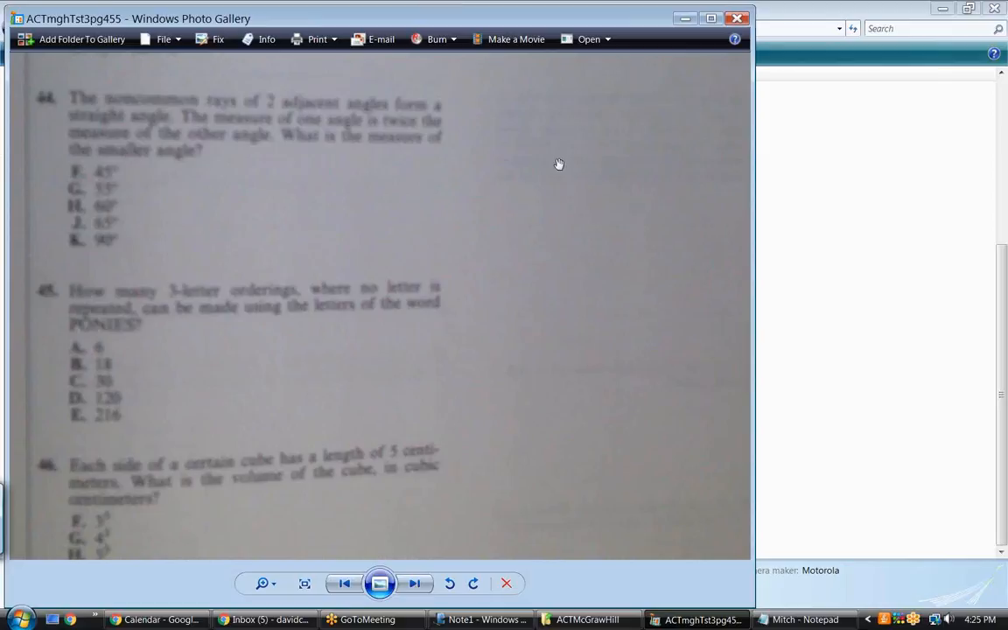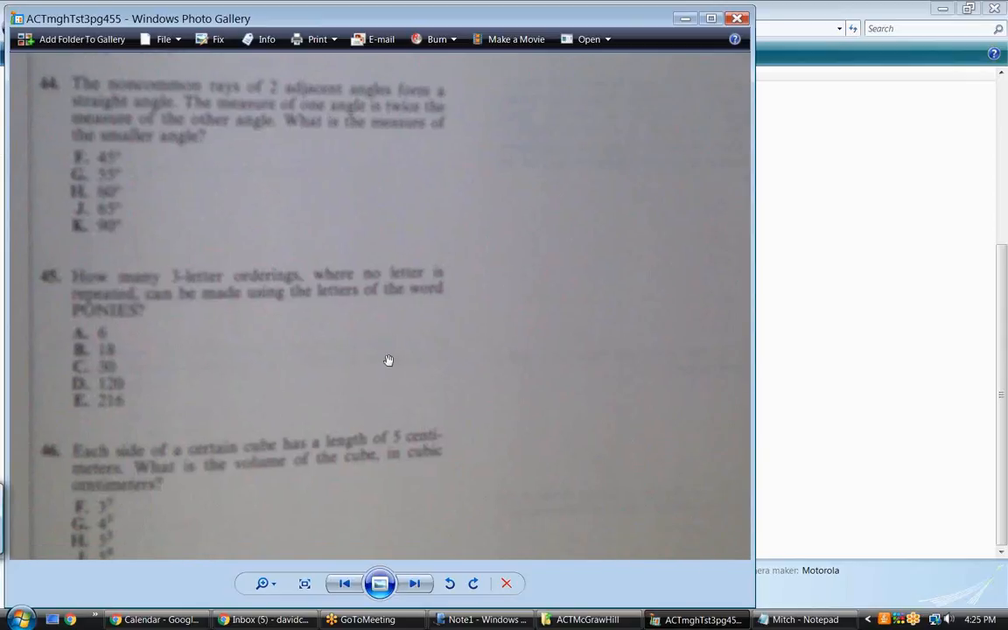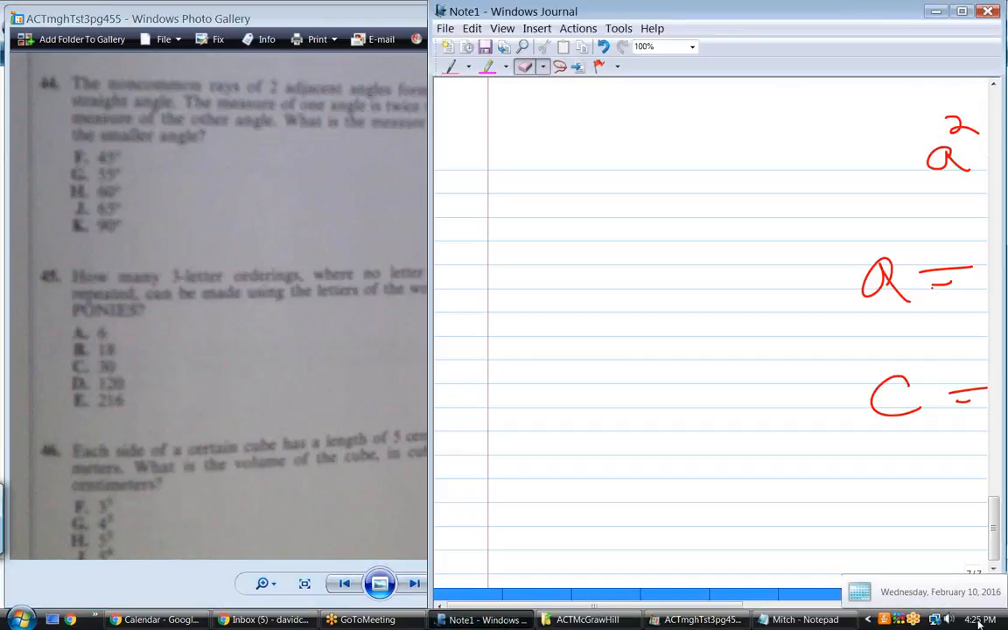No, I can't read that either. Can you even read that? I can't read it. The non-common rays of two adjacent angles form a straight angle. The measure of one angle is twice the measure of the other angle. What is the measure of the other angle?